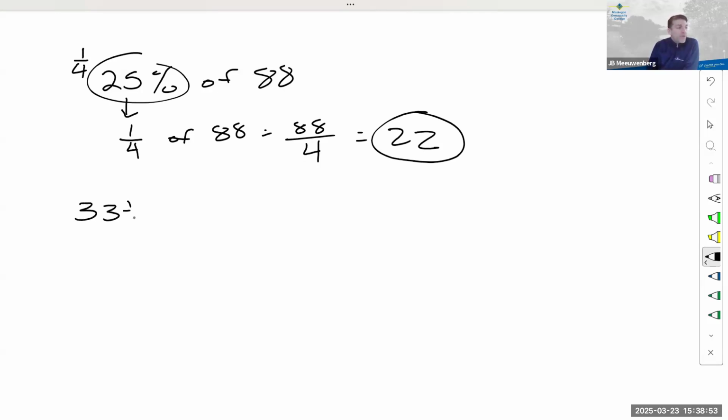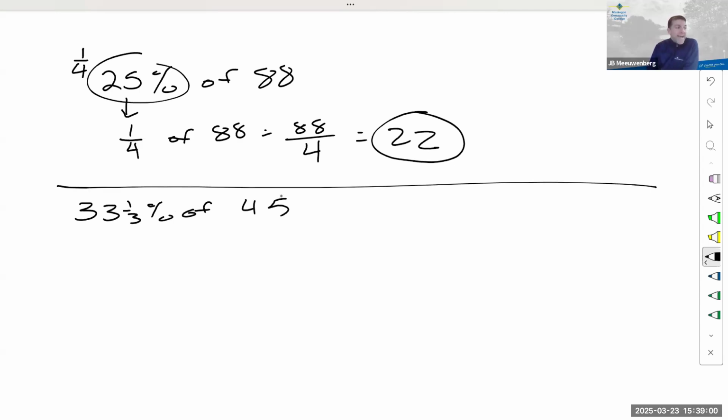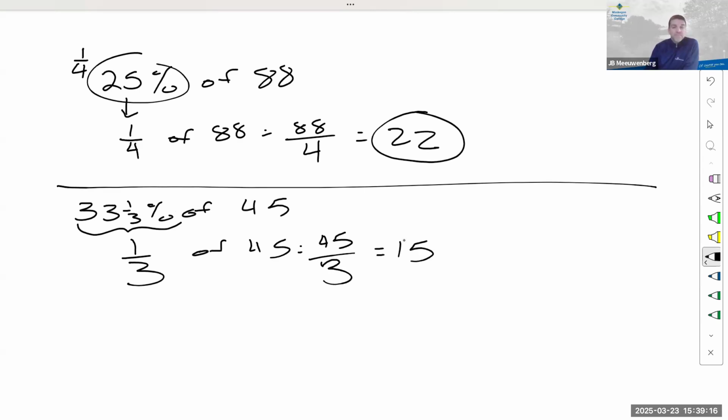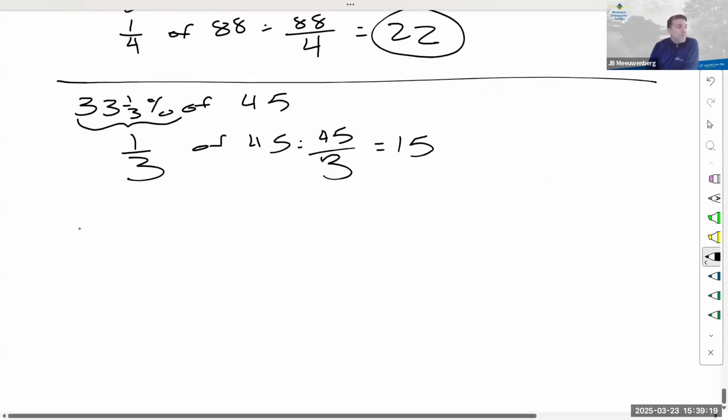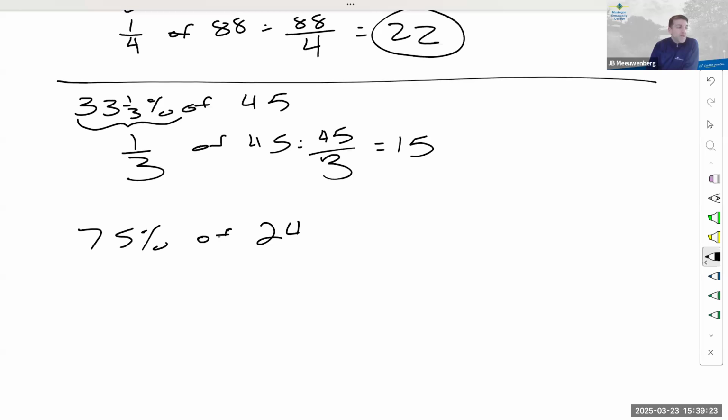33 and 1/3% of 45. 33 and 1/3% as a fraction, remember what that was? 1/3. So what's a third of 45? Whatever 45 divided by 3 is. 15. One more. What if we do 75% of 24? See if you can do that mentally.